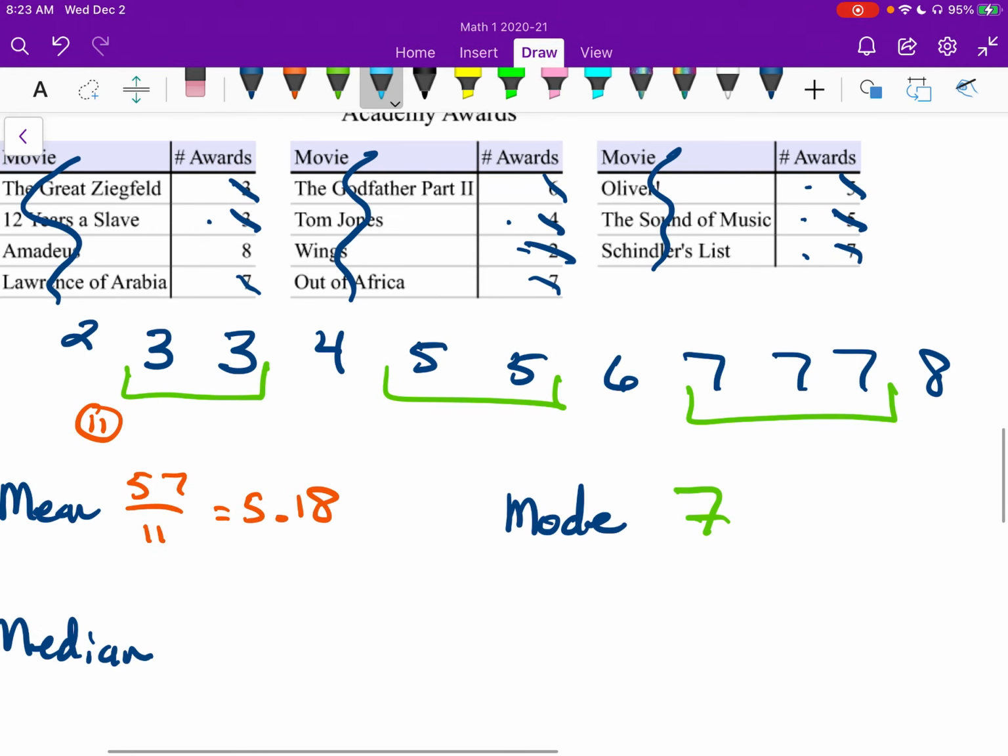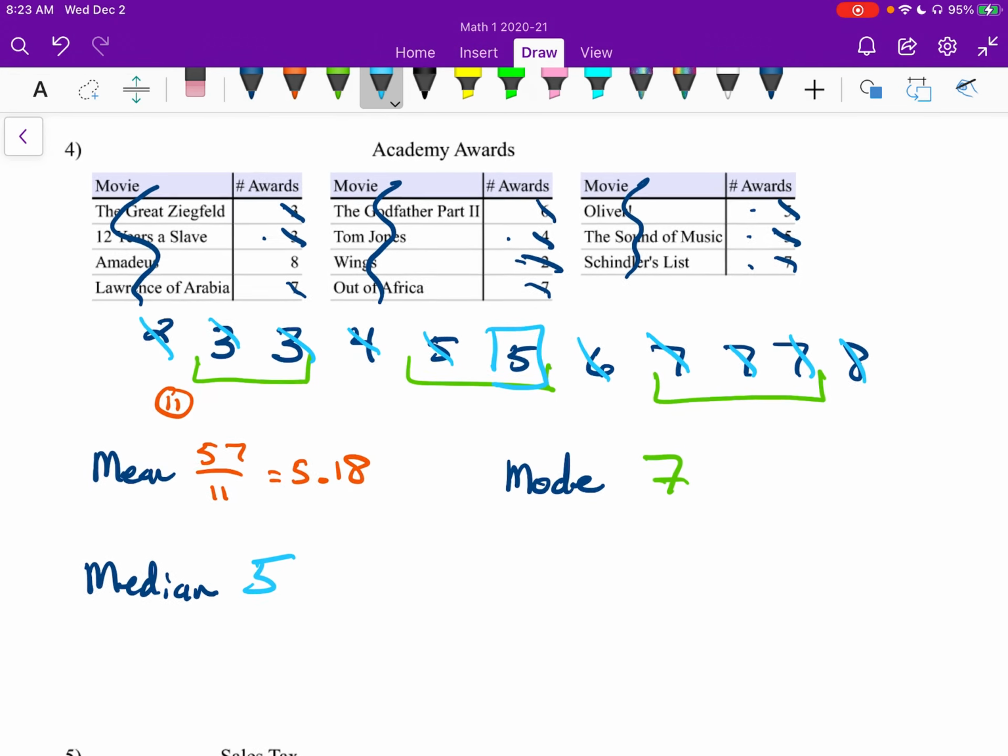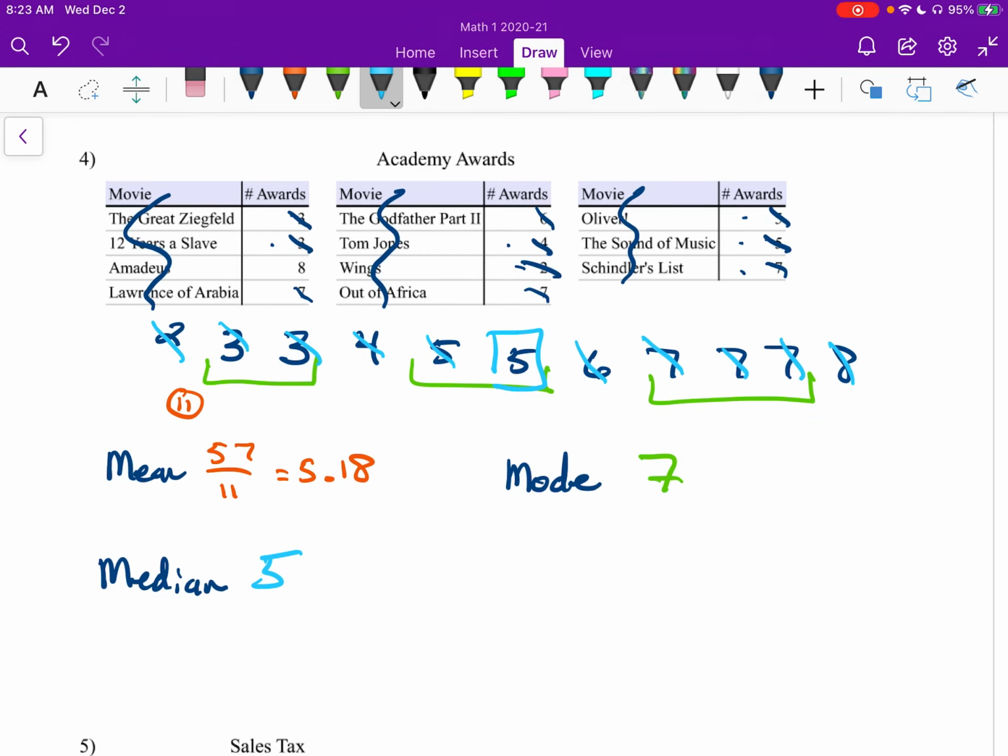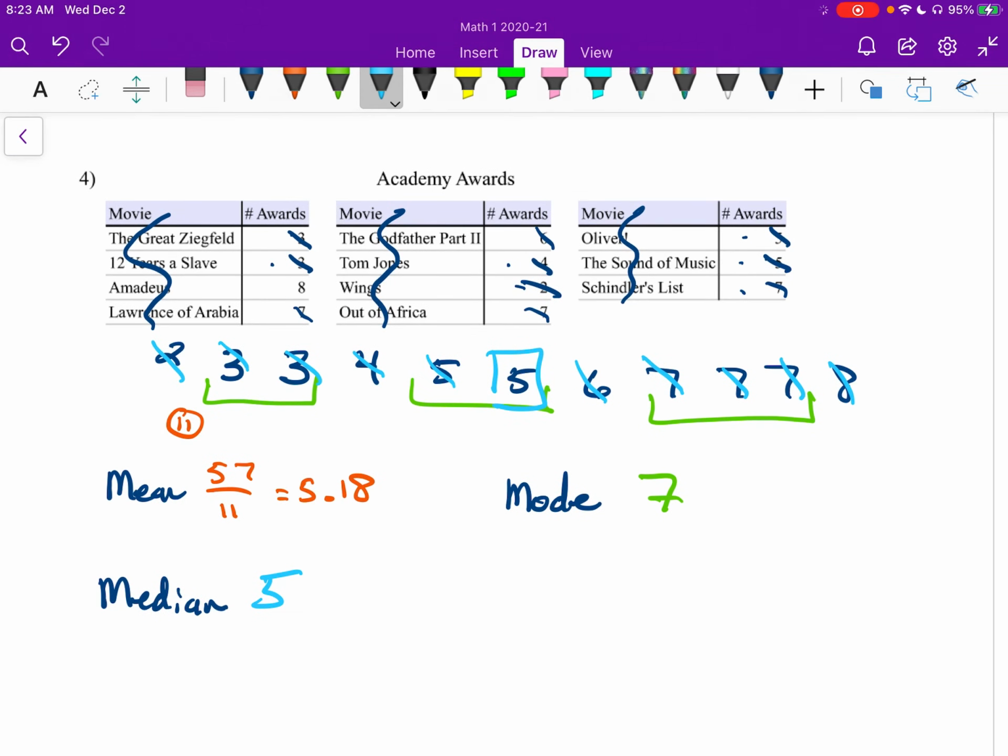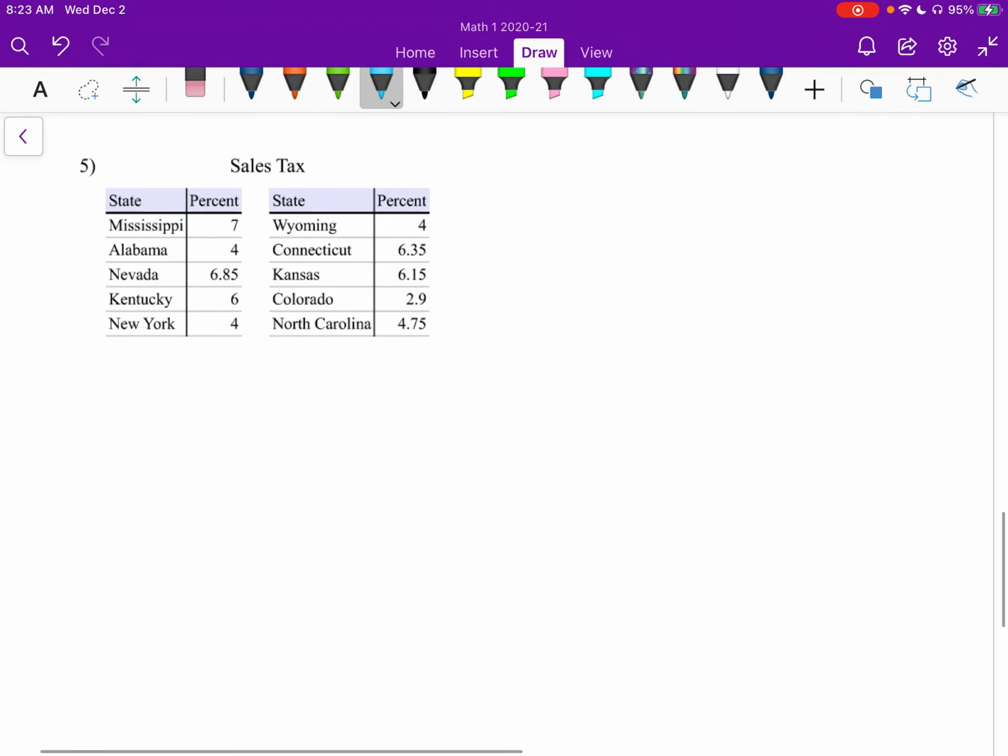Now for the median, I cross off the first and the last, first and last, first and last, first and last, first and last, and I'm left with 5. All right, there we are.